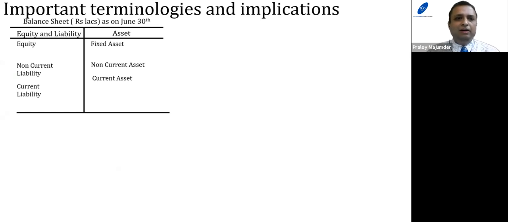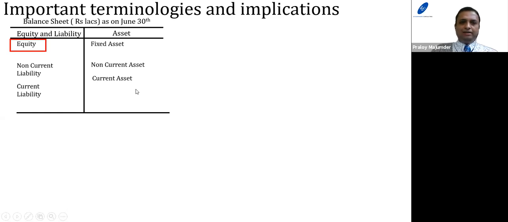Now, in the balance sheet, we have segregated equity and liability into three parts. First, equity, then non-current liability and current liability. Non-current liability and current liability are called total outside liability. It's a borrowing in the form of debt. Similarly, on the asset side, we have two parts: current assets and non-current assets. But here non-current assets is shown as fixed assets and non-current assets.